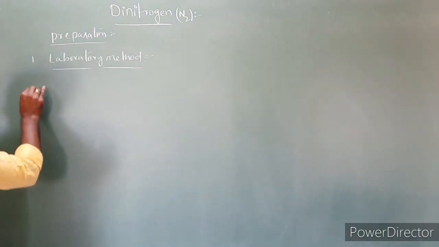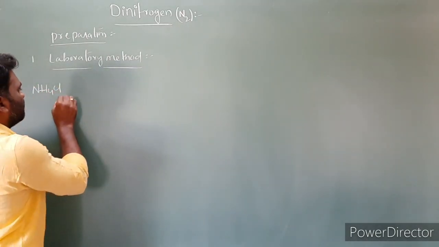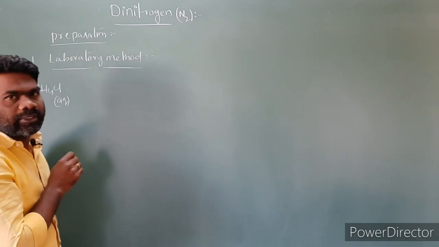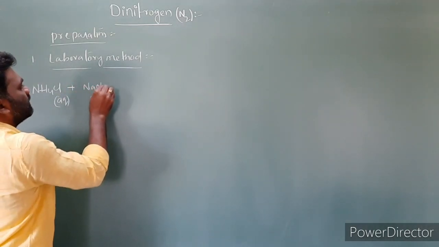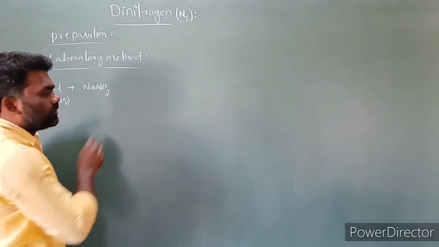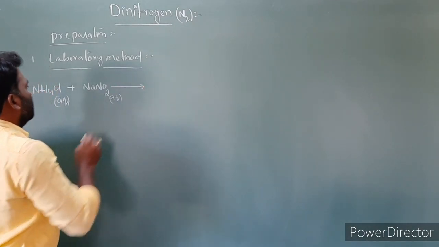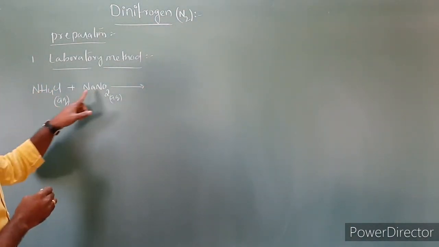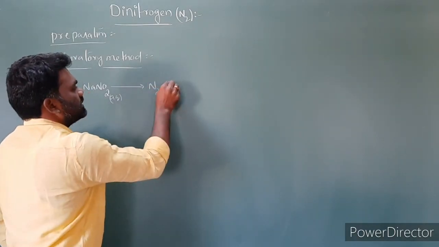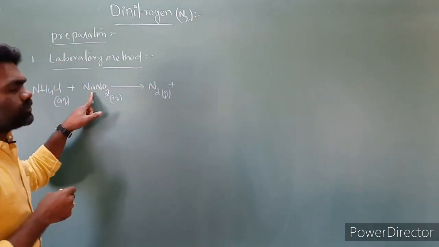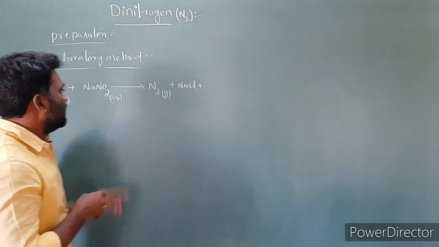First let us write the equation. We take ammonium chloride, NH4Cl, and dissolve it in water, an aqueous solution of ammonium chloride. We treat this with sodium nitrite, NaNO2, also in aqueous medium. It gives rise to nitrogen in the form of N2 gas, plus chlorine and sodium in the form of NaCl, plus another product.